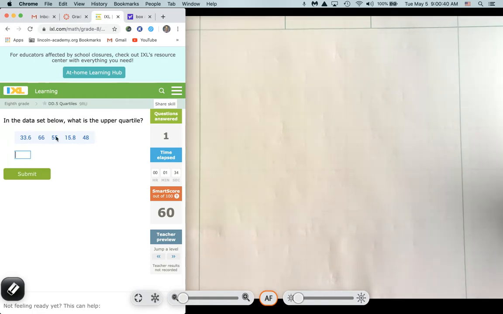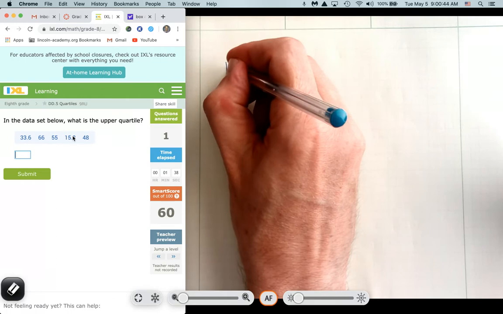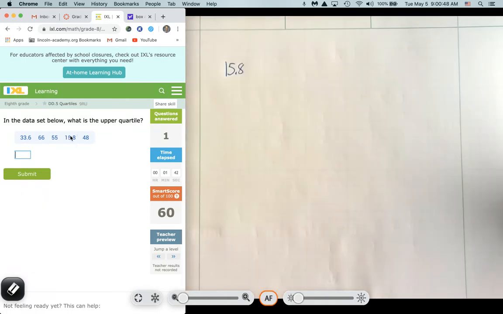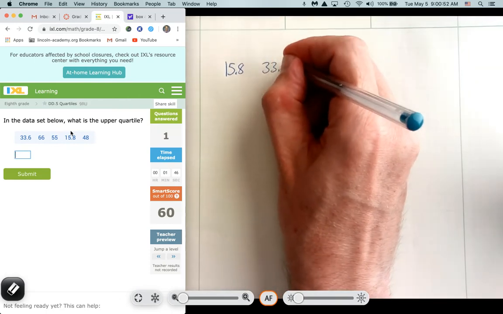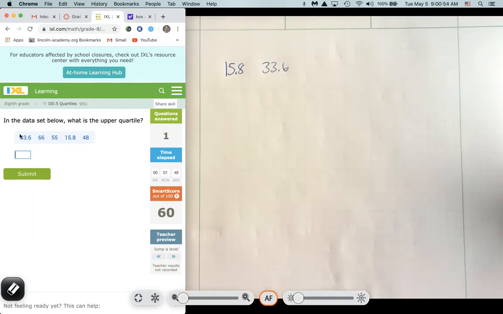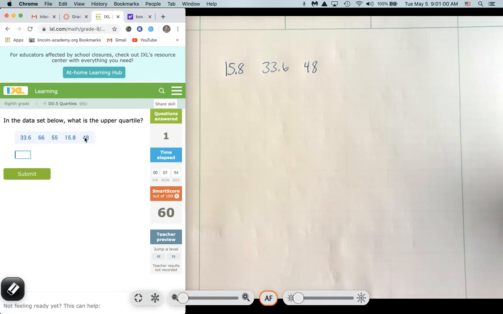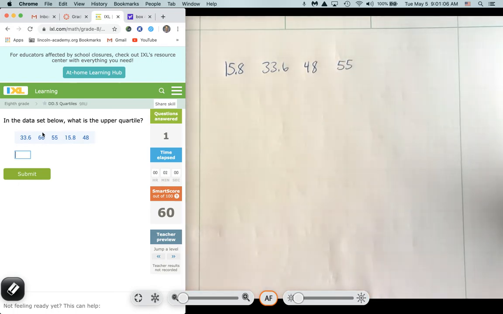Find your smallest number, 15.8. And yes, you will be dealing with decimals, and that's all right. 15.8 is my smallest number. The next number is my 33.6. That was this number. Then the 48 is the next largest, moving up in ascending order. Then we have the 55. And then we have the 66.